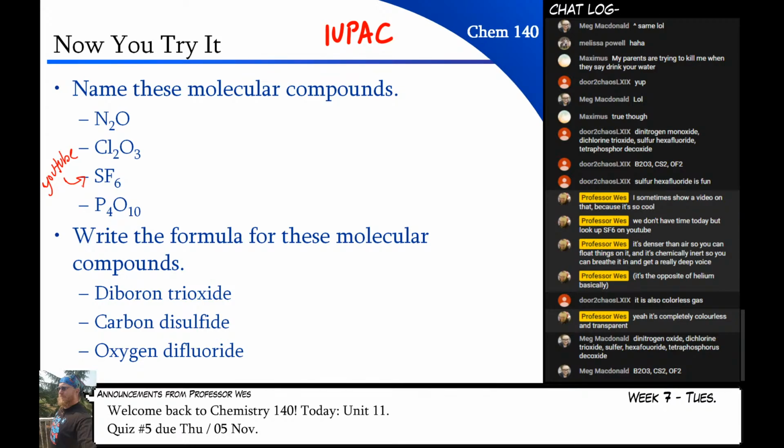Now, something interesting, you might be looking at SF6 and thinking, well, wait a second. How does that satisfy the octet rule? If I have 6 things bonded to sulfur, wouldn't that be too many? And the answer to that question is, yeah, it is. It doesn't follow the octet rule.